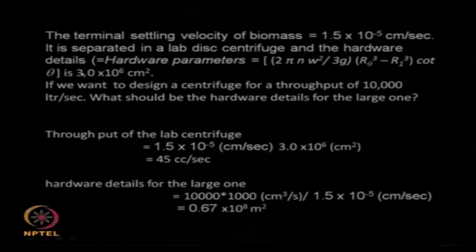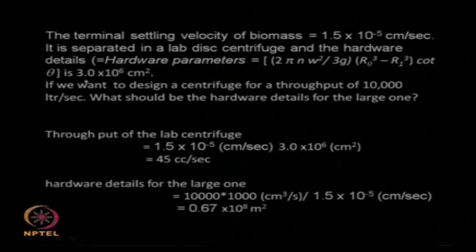So you see this is the hardware details for the small centrifuge, this is the hardware details for the large centrifuge. Now the small centrifuge, what is the throughput? You just have to multiply the terminal settling velocity and the hardware, that means 1.5 into 10 power minus 5 multiplied by 3 into 10 power 6, so you get 45 cc per second. So you are scaling up from 45 cc per second to 10,000 liter per second, that is the scale up. You are using the same structured disk centrifuge.